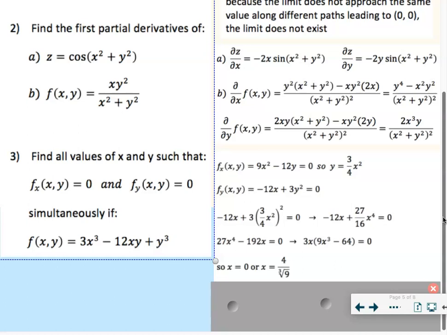It's like inevitable that something. You guys got your 2 partials, and you solved, and you plugged in. You just didn't finish. So you were on the right track. So that's good.